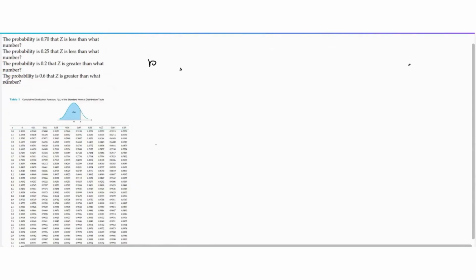Part B. Part B is: the probability is 0.25 that Z is less than what number, right? So B is, what number is Z less than such that it is 0.25?